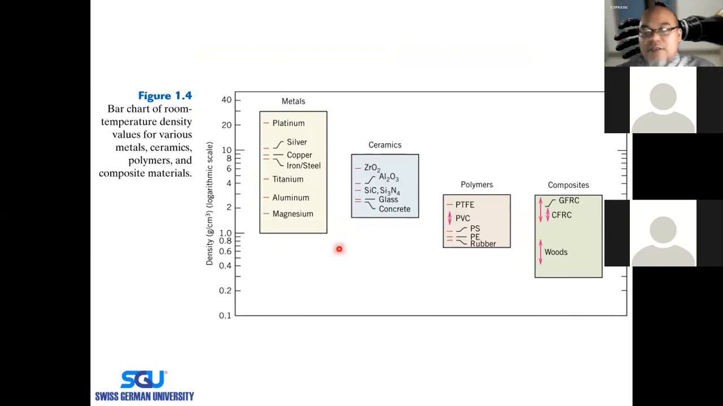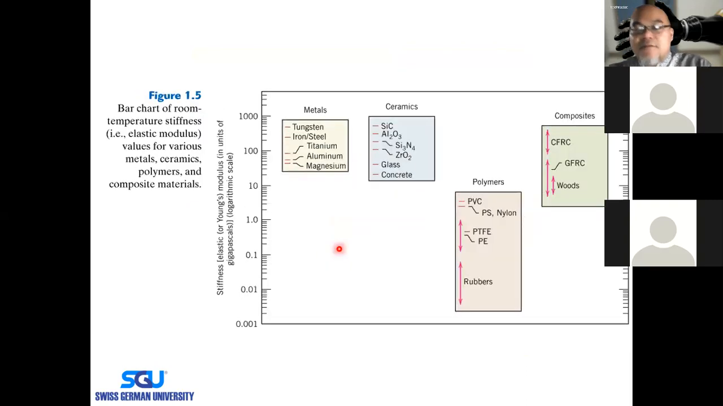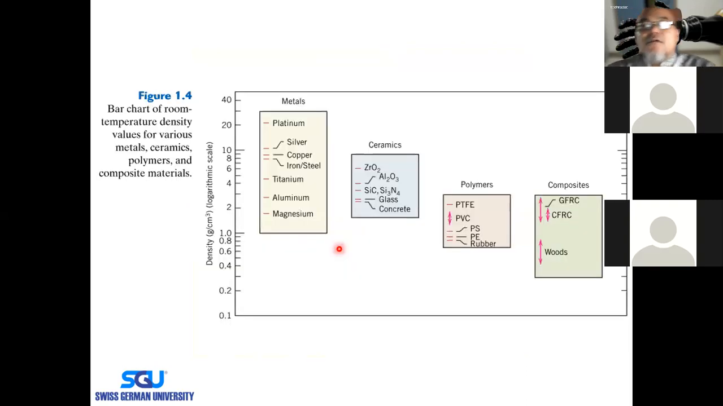Let's go through some of them at a glance; later we will go into more detail in later chapters. So first, this is the comparison between the four main material types in terms of their density at room temperature. As we can see, metals have among the highest density of material. Platinum, for example, has 20 gram per centimeter cubed, or 20,000 kilogram per meter cubed.